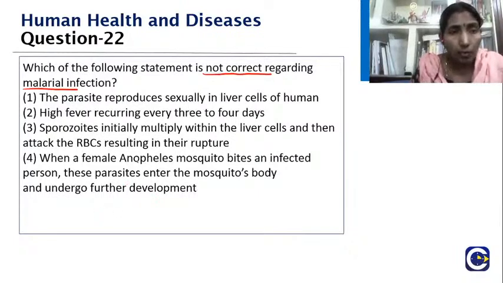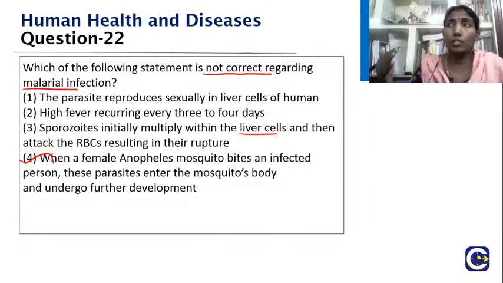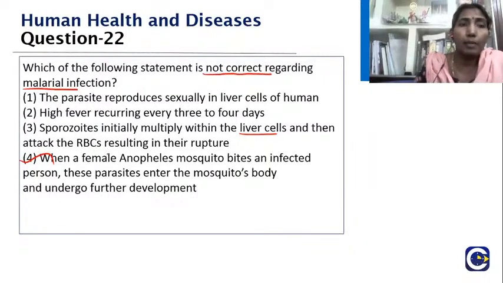Let us see which statement is not correct. When a female Anopheles mosquito bites an infected person, these parasites enter the mosquito's body and have further development, where gamete development will start. Yes, right. Sporozoites initially multiply in the liver and then attack the RBC. That is how sporozoites, merozoites start dividing. Then that hemozoin, that chemical, will be released, bringing about chills and all that, resulting in the rupture. Yes, that is also correct.